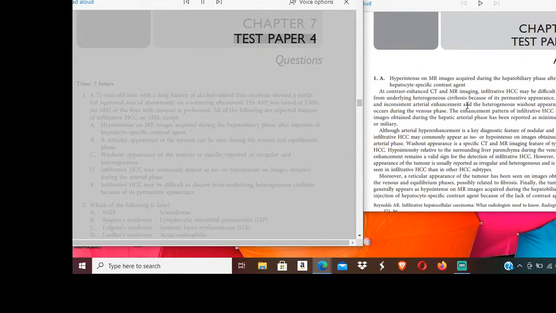Chapter 7 Test Paper 4. Questions. Time, 3 hours. 1. A 71-year-old man with a long history of alcohol-related liver cirrhosis showed a subtle but equivocal area of abnormality on a screening ultrasound. His AFP was raised at 2000. An MRI of the liver with contrast is performed.